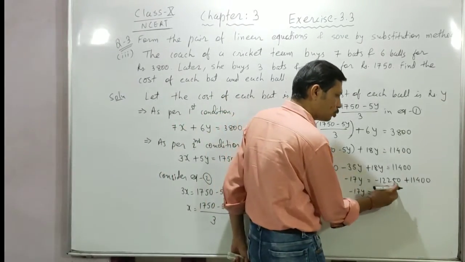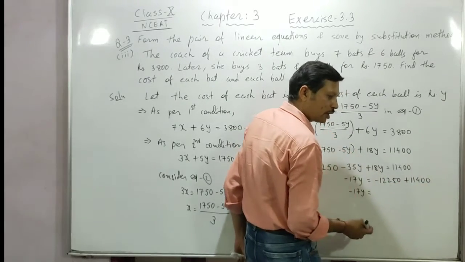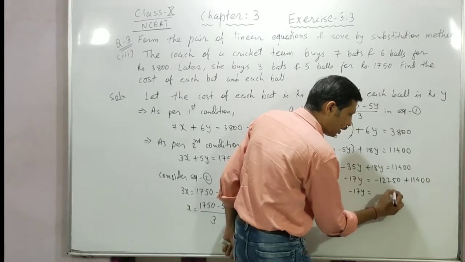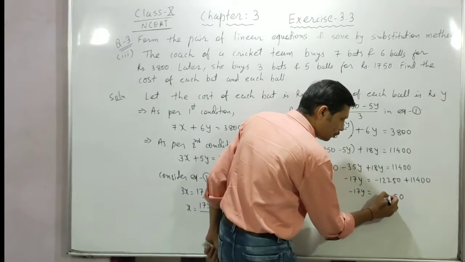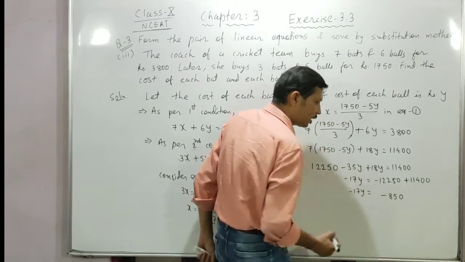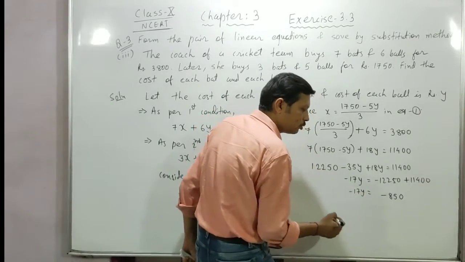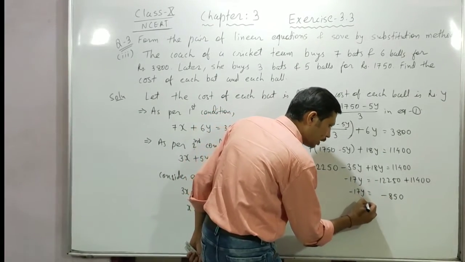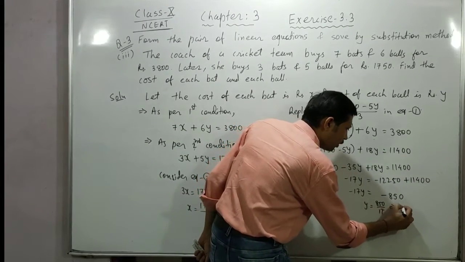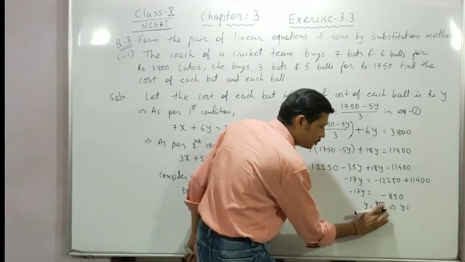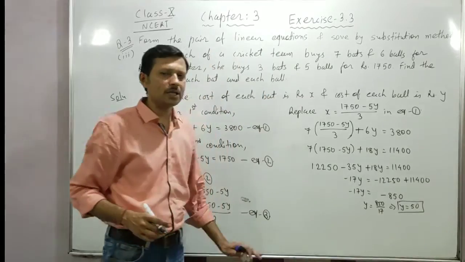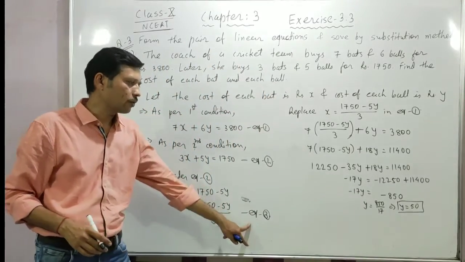So when I subtract 12250 minus 11400: 0 minus 0 is 0, 5 minus 0 is 5, 2, that is 12 minus 4 is 8, and here it's a 1, so 850, which is negative. Both sides are negative, so we will remove the sign. So y is equal to 850 upon 17. The value of y is 50, since 17 fives are 85.